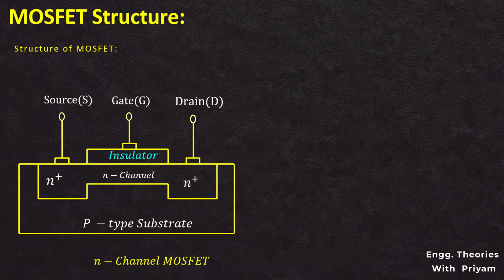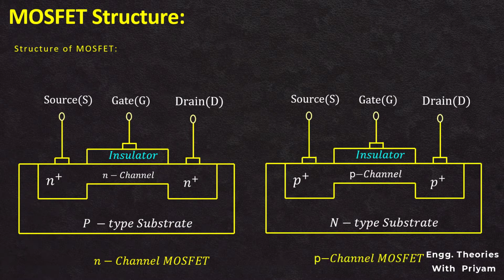Every MOSFET has two heavily doped regions. For N-channel MOSFETs, two heavily doped N regions known as source and drain are grown on the P-type substrate or body, and the channel between source and drain for this type of MOSFET is N-type. For P-channel MOSFET, two heavily doped P regions known as source and drain are grown on N-type substrate and the channel between source and drain for this type of MOSFET is P-type.